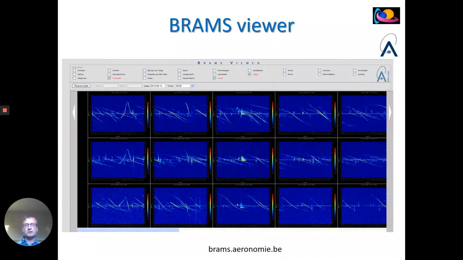However, every station registers the big blob in the middle spectrogram. For overdense meteors, one can observe also non-specular reflections.